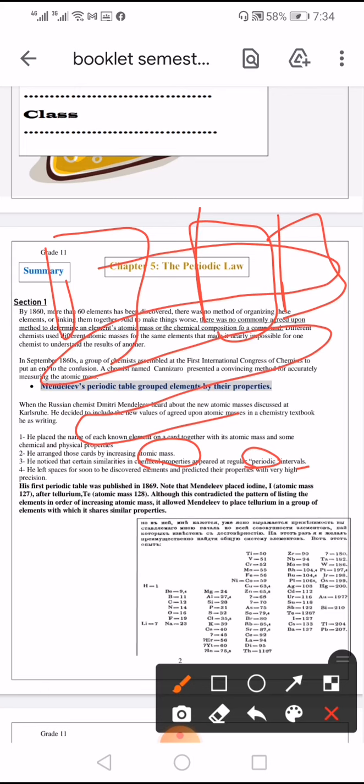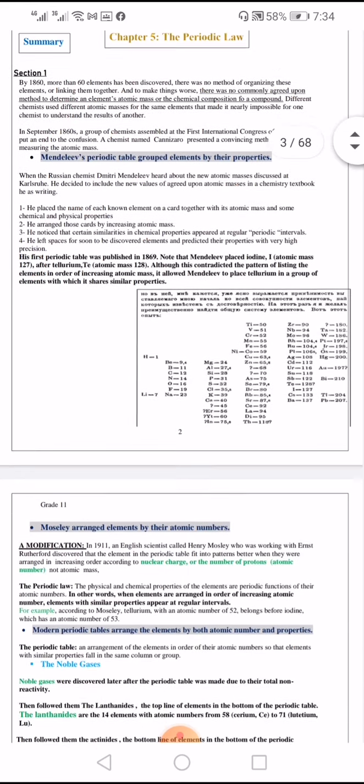His first periodic table was published in 1869. Note that Mendeleev placed iodine, atomic mass 127, after tellurium, atomic mass 128. This contradicted the pattern of listing the elements in order of increasing atomic mass, but it allowed Mendeleev to place iodine in a group of elements with which it shared similar properties.